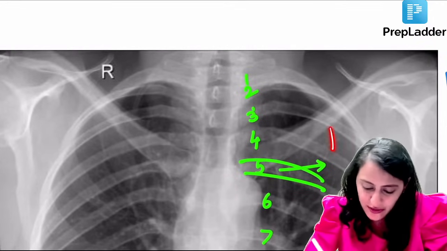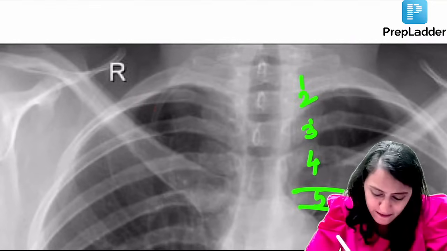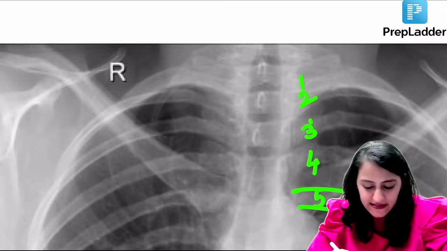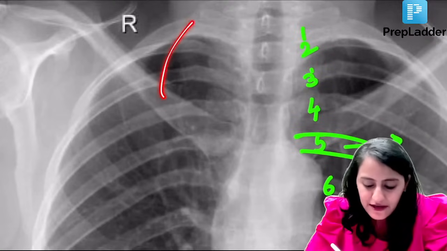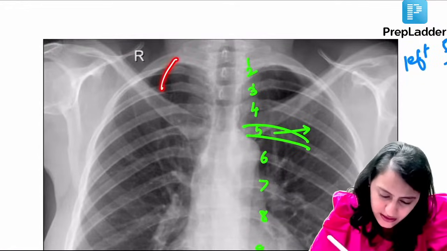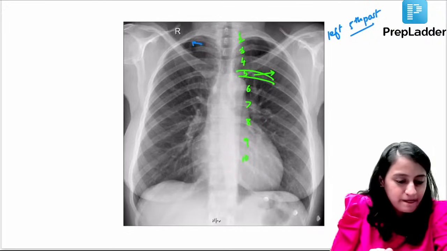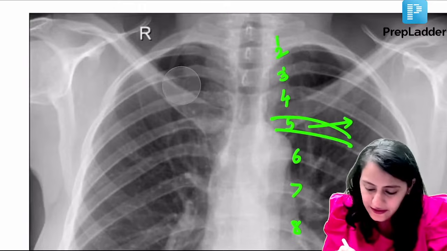If you see very carefully on the right side, there is one rib which is coming like this, more vertical. Right, above the first rib, that is the cervical rib that you are seeing here. So this one that you are seeing here on the right side is the right cervical rib. Okay, clear with everyone? Let us count again.